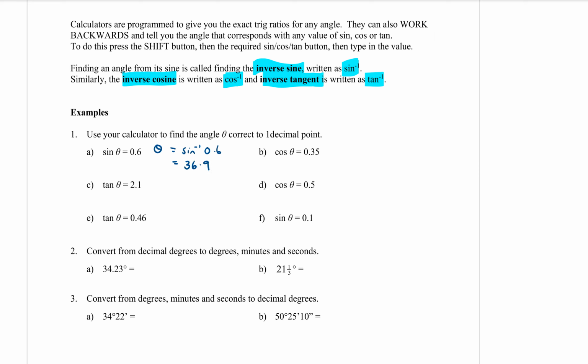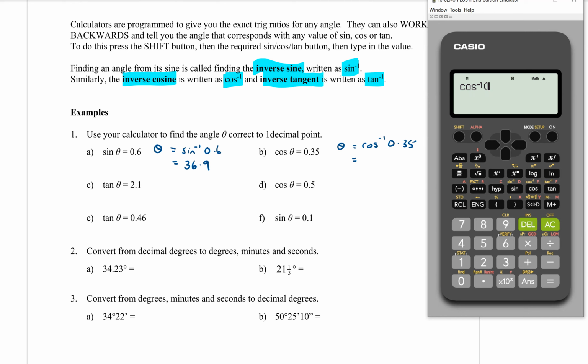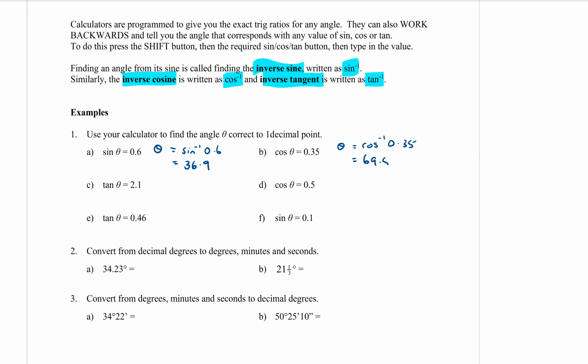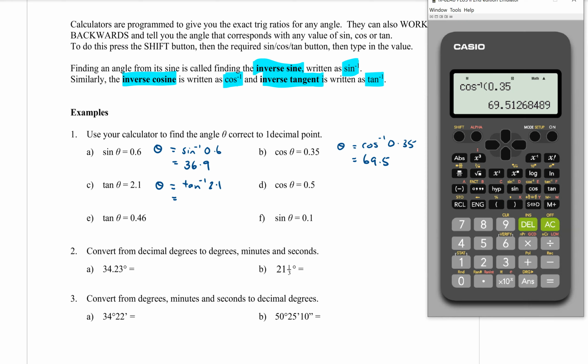Okay, let's try that again, part B. It's cos theta, so to get the theta by itself, I'm going to have to do inverse cos of 0.35. So that means shift cos on the calculator of 0.35. So 69.5. Okay, for C, to get the theta by itself, we will have to do inverse tan of the 2.1. Sixty-four point five.